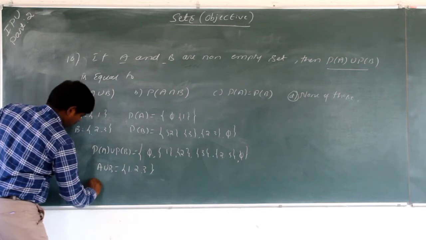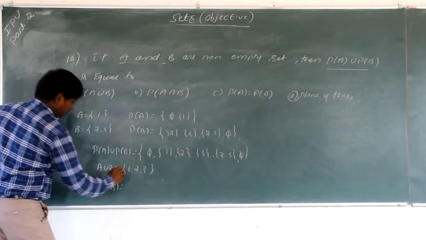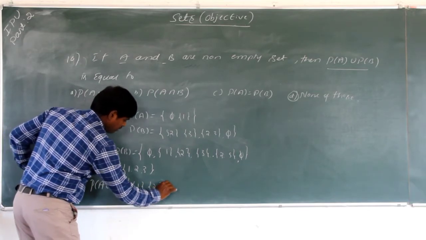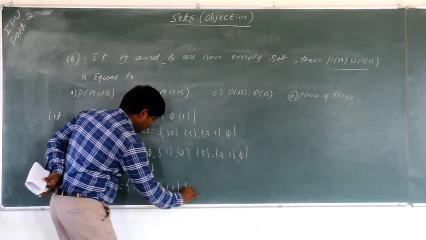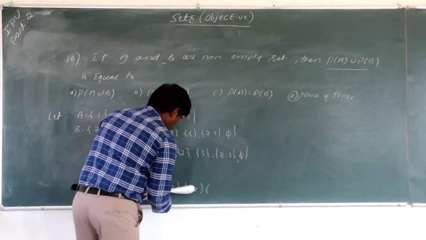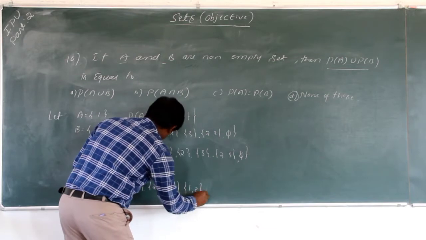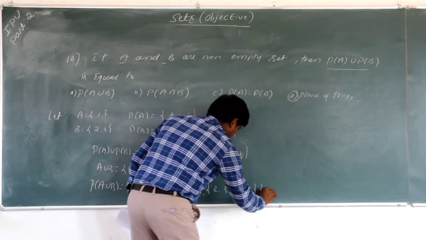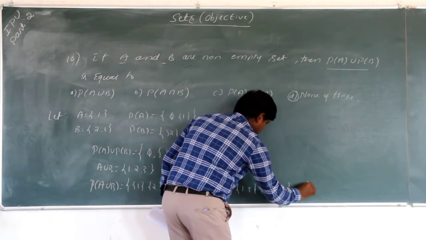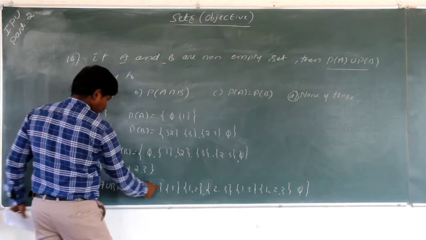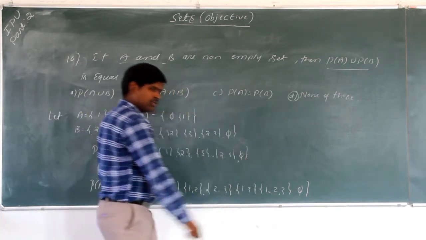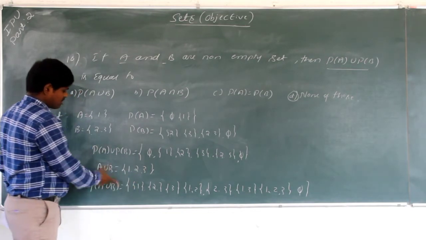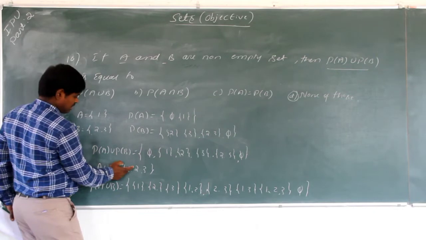So observe here. P of A union B is the power set of A union B. It consists of the elements 1, 2, 3, and 1 comma 2, 2 comma 3, 1 comma 3, 1 2 3, and the null set. So there are 8: 1 2 3 4 5 6 7 8. If set A consists of n elements, then the power set of A has 2 to the power of n of A, which is 8 elements.